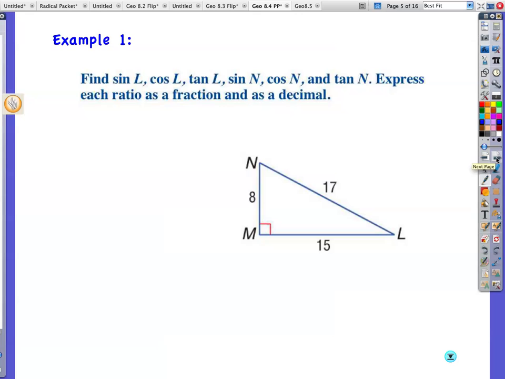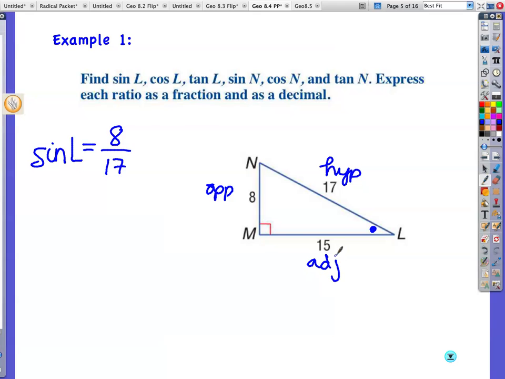All right, so sine of L. That means I'm standing in this corner at angle L, and I am finding the sine of L. So I will put down sine of L is equal to opposite over hypotenuse. So the opposite is 8. My hypotenuse is 17. No matter what, in any of these cases, this is going to be the hypotenuse. That will not change, no matter what angle I'm working with.